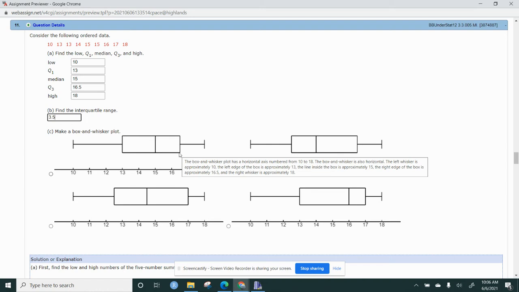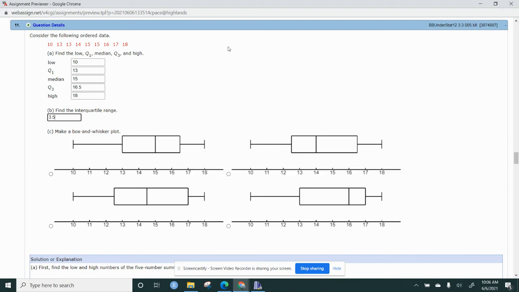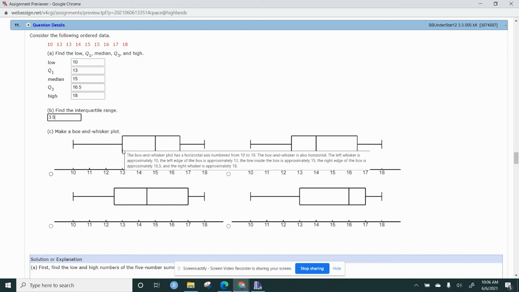And you can do it other ways too. I could say the lower 75% of the data is from 10 to 16.5. And the reverse, I could say the upper 75 is between 13 and 18. And then again, remember this 10 to 13 is 25% of your data.